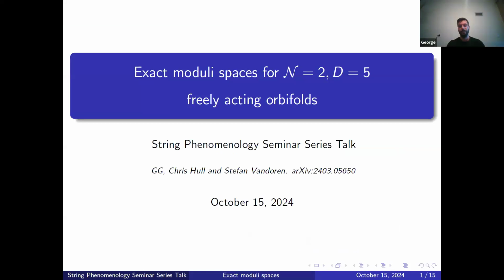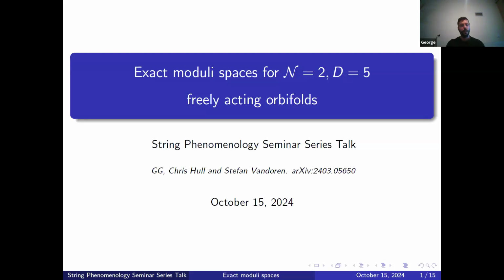Yeah, thank you very much for the introduction and the invitation to give this talk. And hi, everyone. Today I will discuss some models that are obtained by freely acting asymmetric orbifolds of type 2 string theory. In particular, I will focus on models that preserve 8 supercharges, this amount of SUSY I denote by N equals 2, and these models are 5-dimensional. Also, I will argue that for these models, the moduli spaces for vector multiplets and hypermultiplets are classically exact.